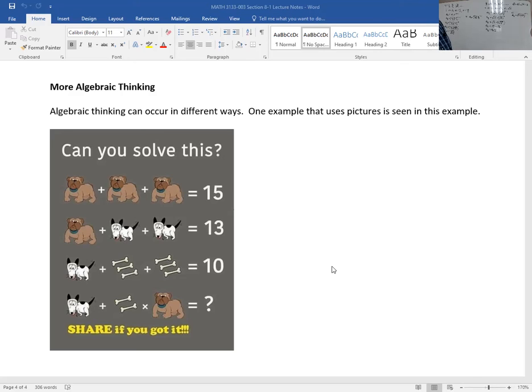So here we got the sum of 3 bulldogs equals 15. A bulldog plus, I'm not sure what type of dog that is. It's probably a Dalmatian. Yeah, probably a Dalmatian plus another Dalmatian is 13. And then a Dalmatian plus 3 bones plus another 3 bones equals 10. And then the last line, you have a Dalmatian plus two bones times a bulldog. And it's equal to what?